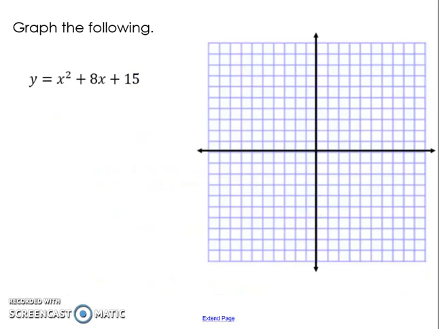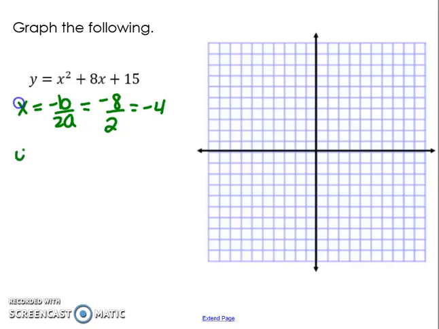So for this example, we want to graph this. The first thing we're going to do is find the vertex. So we're going to do x equals negative b over 2a. I'm going to make this negative 8 over 2. So we get negative 4.